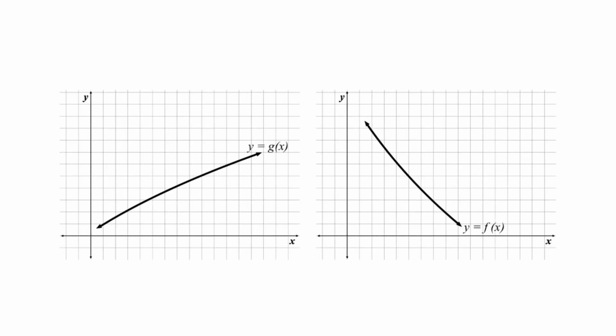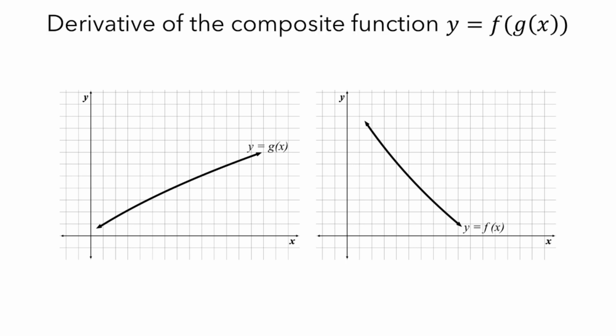On the left, we have the graph of the function g, and on the right we have the graph of the function f. We have already zoomed in a lot on these functions. Our goal is to understand the derivative of the composite function y equals f of g of x. We know that the derivative of a function at a value x equals a is equal to the ratio of a small change in f to the corresponding small change in x.